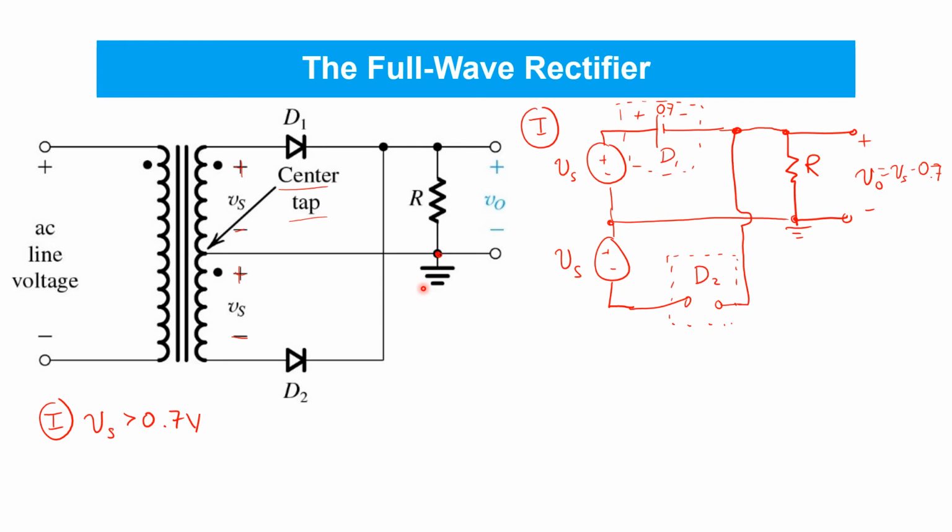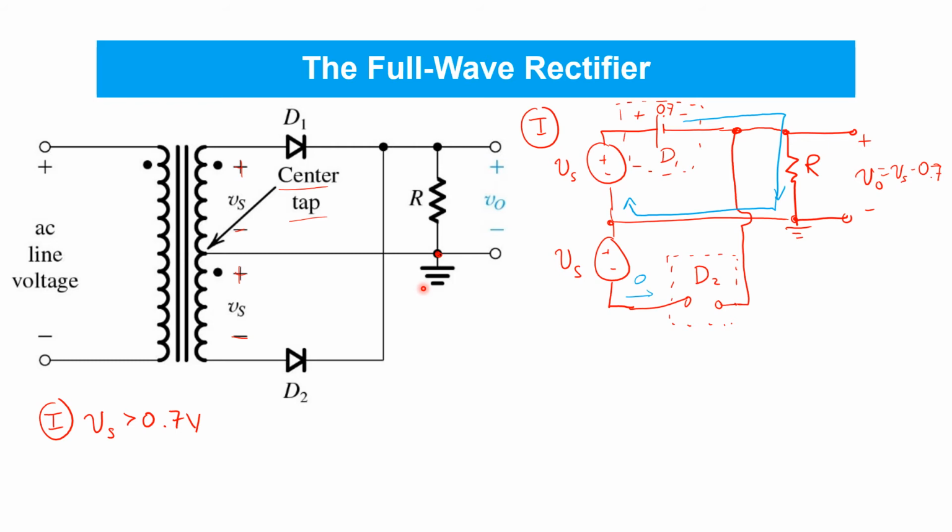In this circumstance, there's a load current flowing through diode D1 and through the load R, and then back again through the top secondary winding. And there's no current at all flowing in the bottom winding because it encounters the diode D2, which is reverse biased.